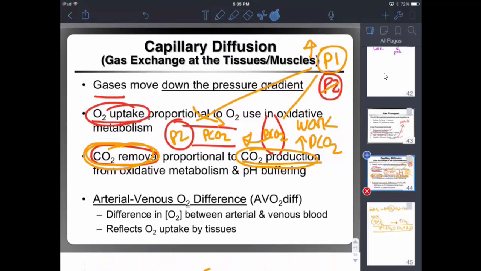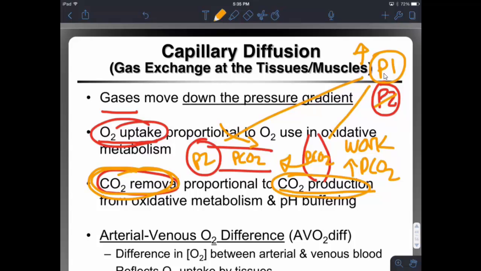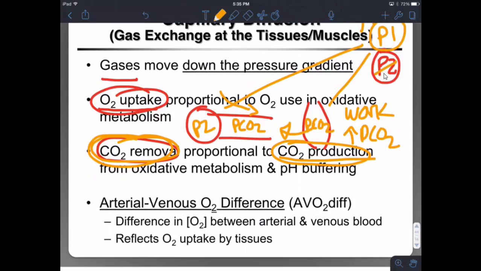AVO₂ difference, we've already talked about this. AVO₂ difference is the difference in oxygen concentration between the arteries and the veins, and it reflects how much oxygen is being taken up by the tissues.